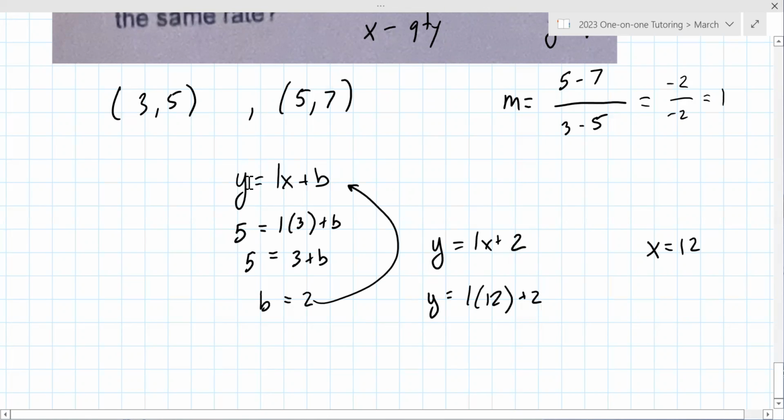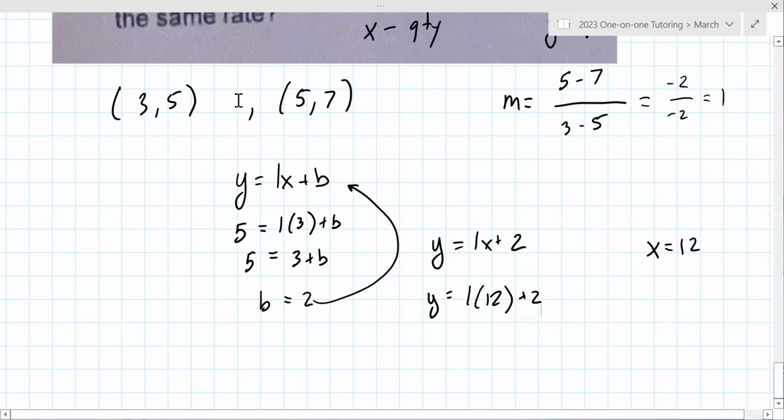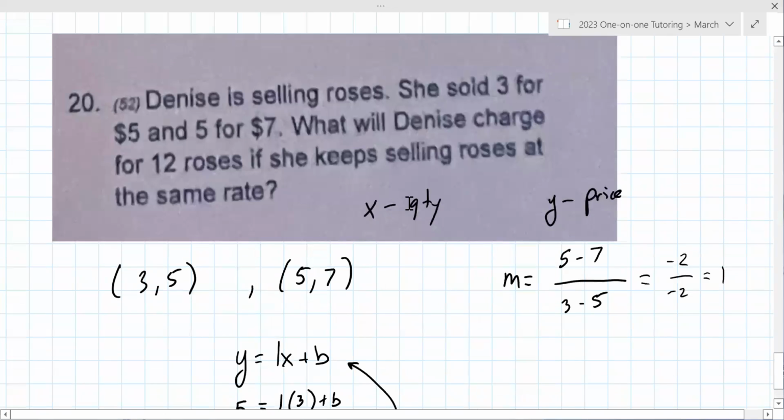Yeah, we want to write the equation of a line here, and we wanted to find b. So we just solved for b. And at the beginning of the problem, when we got 3, 5 and 7, that's 3 roses. x is the number of roses. y is the price.